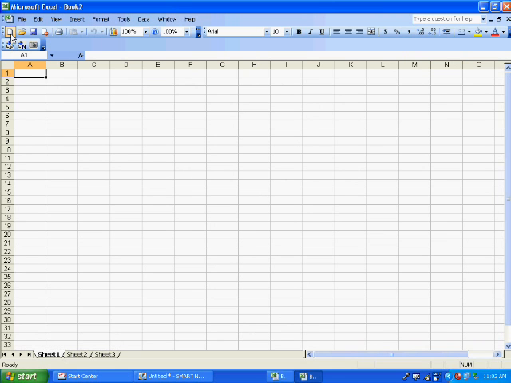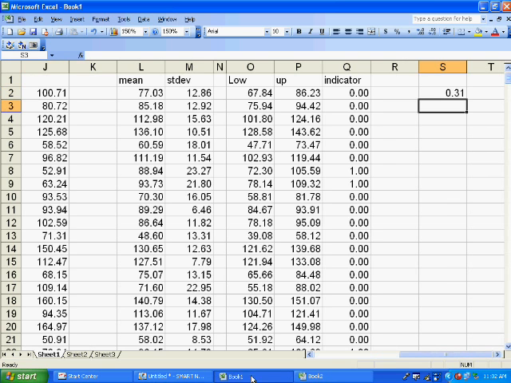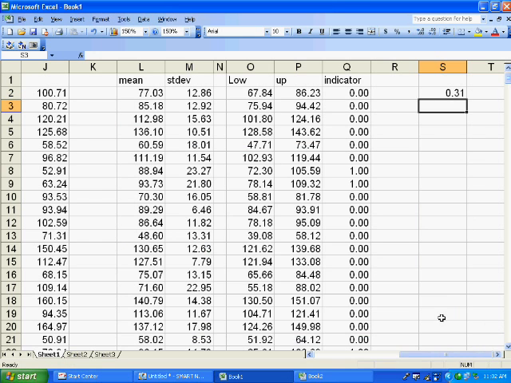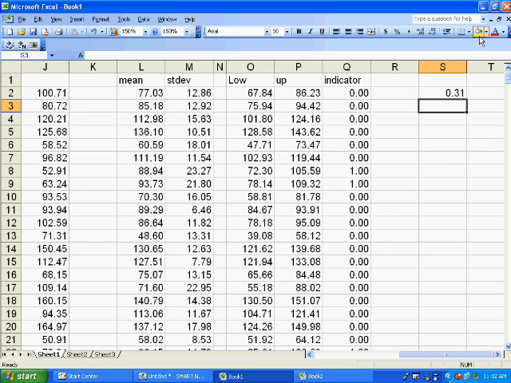Let me do one other thing here real quickly. Let's say I generated a bunch of data. So this is, let me get rid of this other one. Maybe I should save this. Sorry.